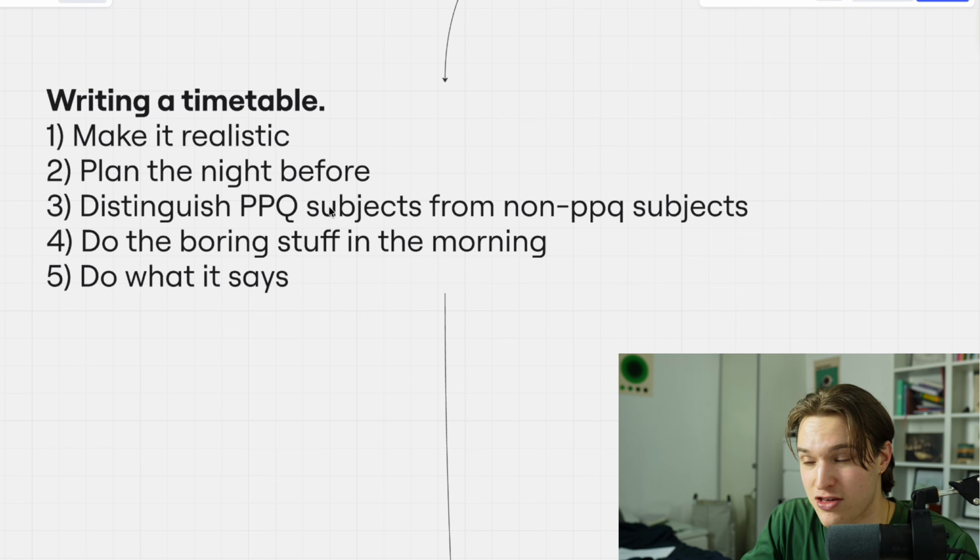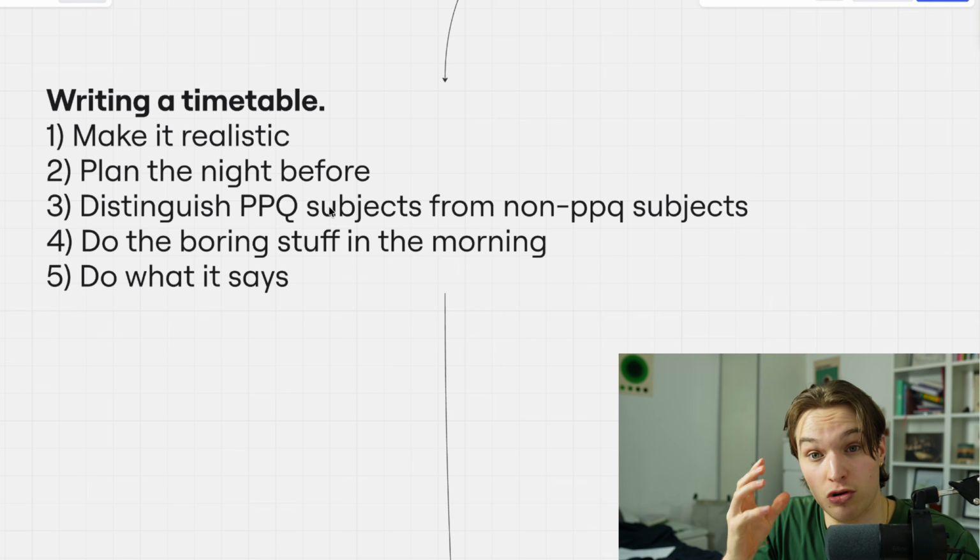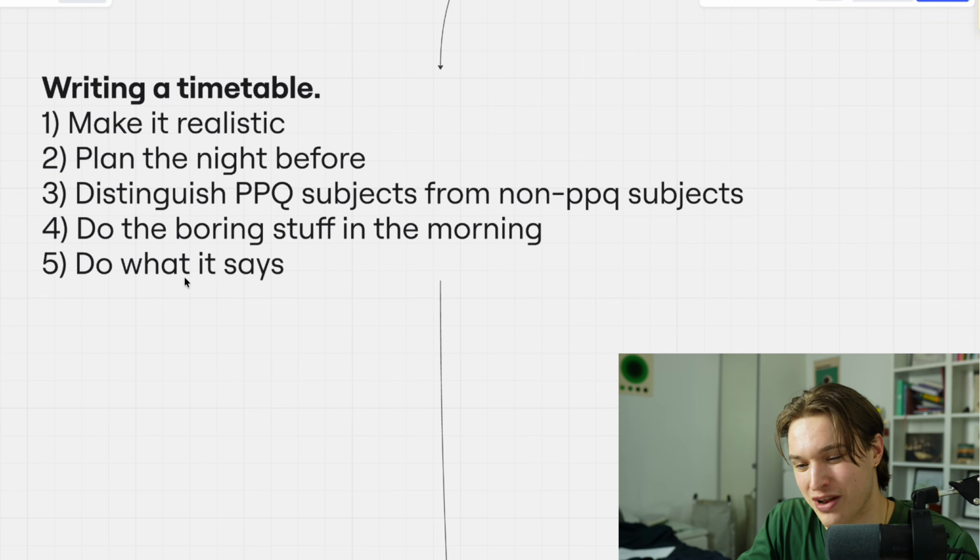Do all the boring stuff in the morning. The key reason for that is you have the most energy in the morning, so you want to do all the hard boring stuff. So all of this timetable has you learning new content in the morning and then the easier things in the afternoon. Don't worry, I'm looking out for you all. And finally, just do what the timetable flipping says.